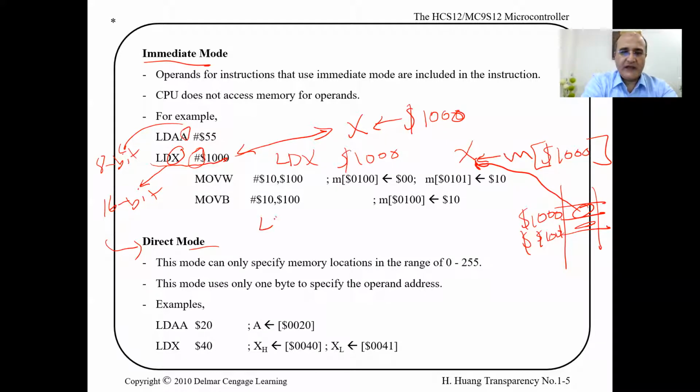So if I load X immediate 55, what will be put in X? X is 16-bit. 0055, right? Because you need to fill the 16 bits. Okay.